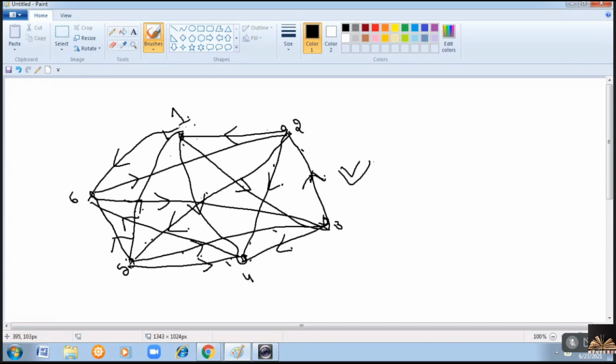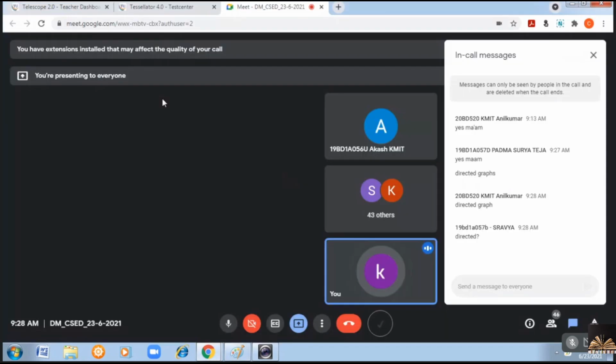Clear? So according to this round robin tournament, every team has played with the remaining n-1 teams, and this direction represents who won the game. Clear now? This is round robin tournament. Is it clear?